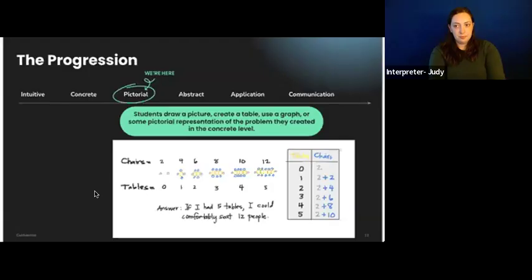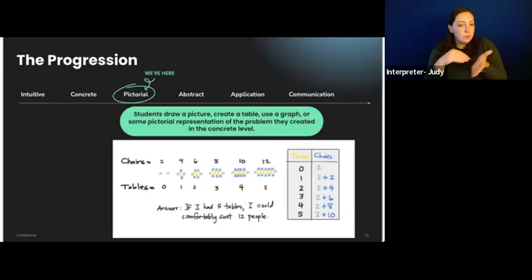Here are some examples I've done with my students. So we started with the scenario. In this resource, it will only take a look at the levels, and it'll be a snapshot of what it looks like to be in the intuitive level, what it looks like to be in the concrete, what it looks like to be in the pictorial, and so on. For today's purposes, I will also show some student work.